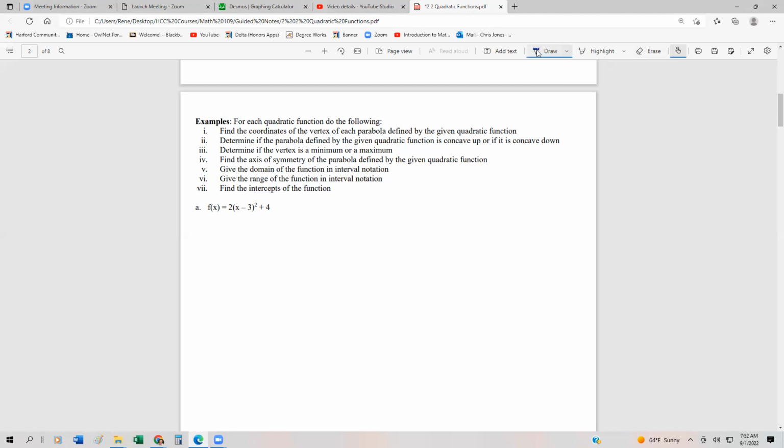So recall that a quadratic function is of the form f of x equals a times x minus h, quantity squared, plus k. And in this case, we can clearly see that h is going to be 3 and k is going to be 4 in this quadratic function. So for the very first part, it looks like the vertex is going to occur at the point (3, 4). Nice and easy.